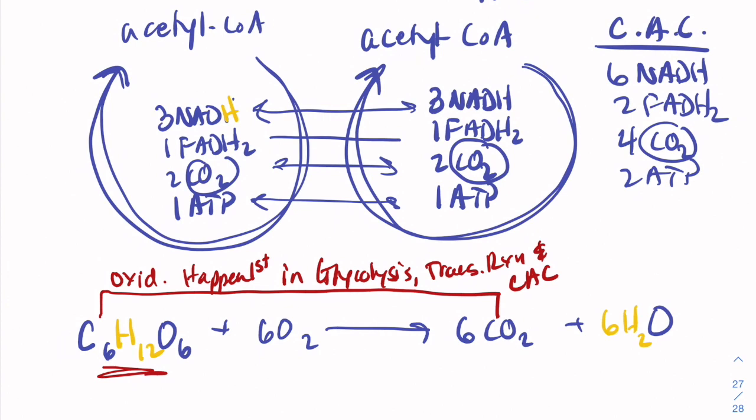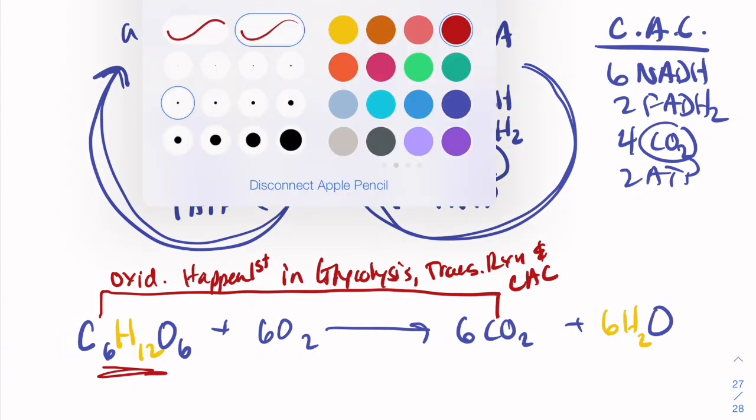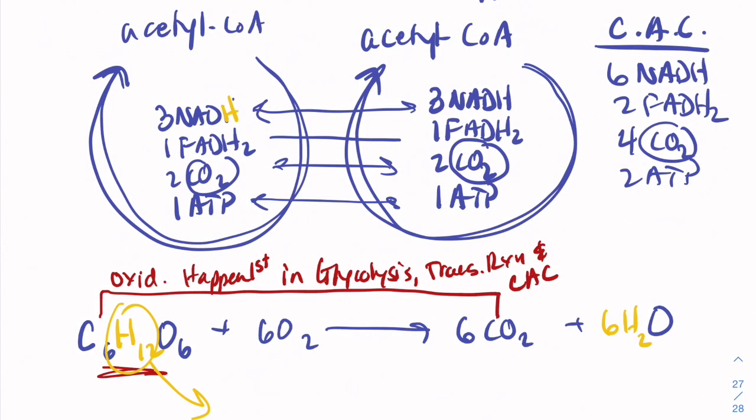That part is done. And remember, all of these hydrogens got picked up by NAD plus and FAD and became NADH and FADH2. Maybe I'll color code that too, just so you can see. Those hydrogens here came from glucose. This is where we're at right now. None of this stuff here has happened yet.